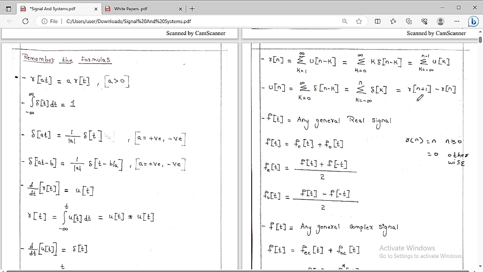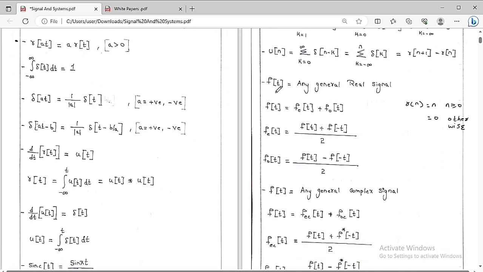You can also write r of n plus n minus r of n. Like this way also you can write. So these are the different ways of representing u of n. So u of n is equal to sigma k equal to minus infinity to n delta of n minus k, or sigma k equal to minus infinity to n delta of k, or u r of n plus n minus r of n. So these are the different ways of representing u of n.